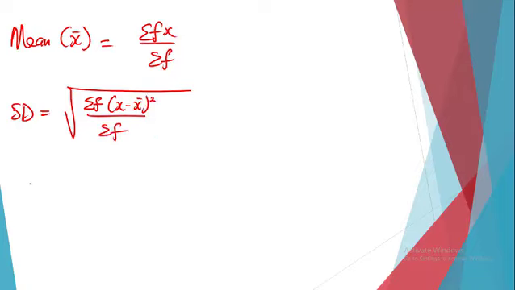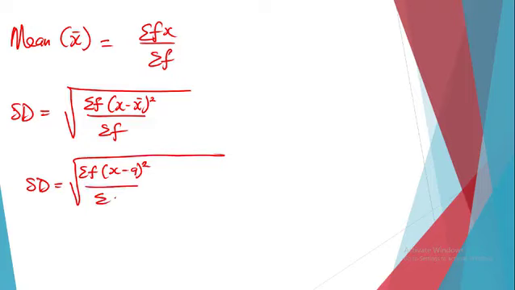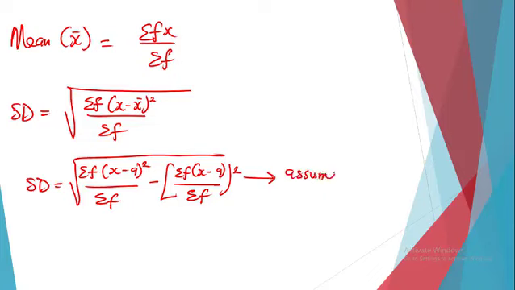Or we use SD to be equal to the square root of sigma f into x minus a squared, all over sigma f, minus sigma f into x minus a all over sigma f, all squared. We use this when solving with assumed mean.